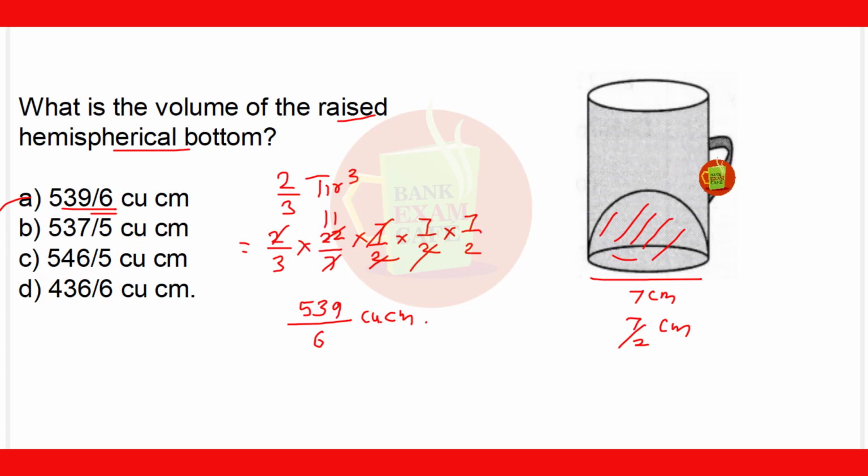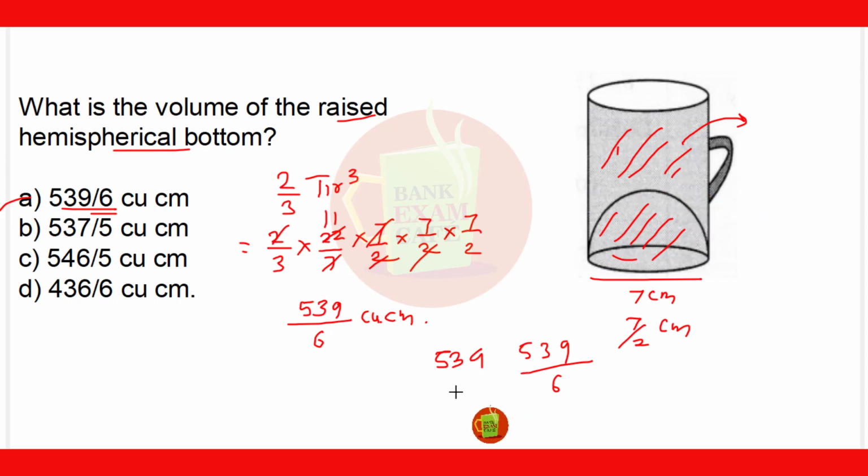So the volume of the remaining portion will be what? The volume of this cylinder is 539 cubic centimeter and the volume of this hemispherical portion is 539/6. It means the 1/6 of the volume of the mug. So what will be the volume of this remaining part? That will be 5/6 of 539. So let us move to the next question.